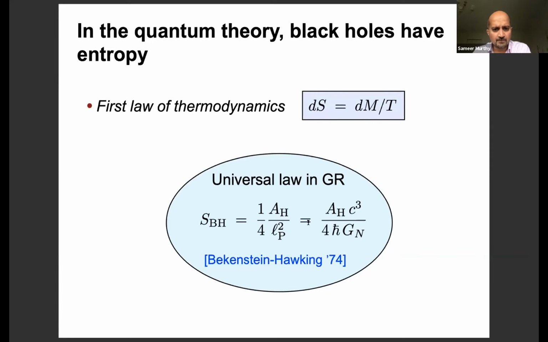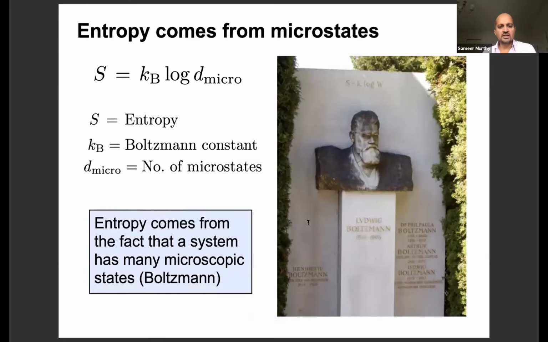Okay, so that's the entropy. So you can ask, well, so what? So what if a black hole has entropy? Well, in fact, it's a very profound statement, because the way we understand entropy in the rest of physics is from the idea of Boltzmann, that the entropy measures how many degrees of freedom there are in the system.